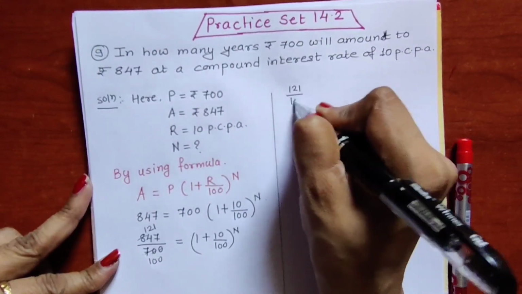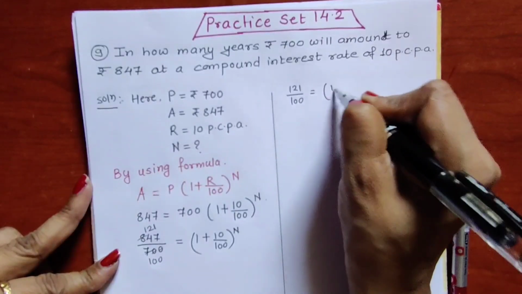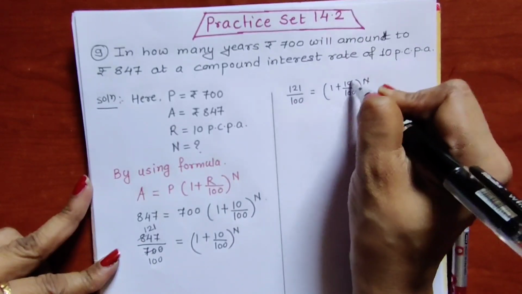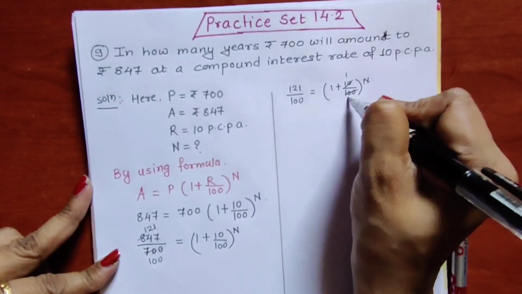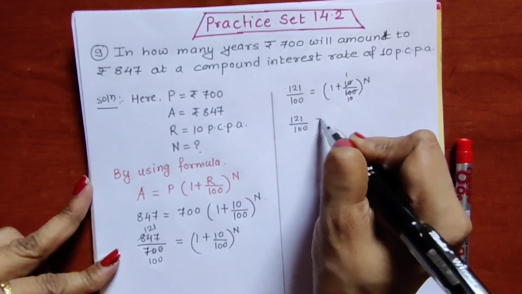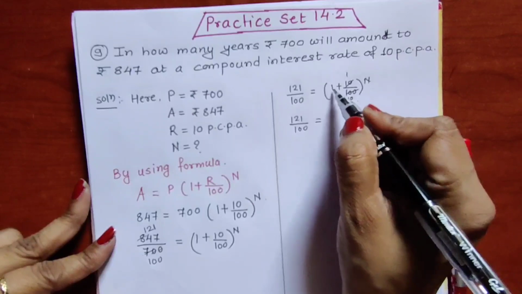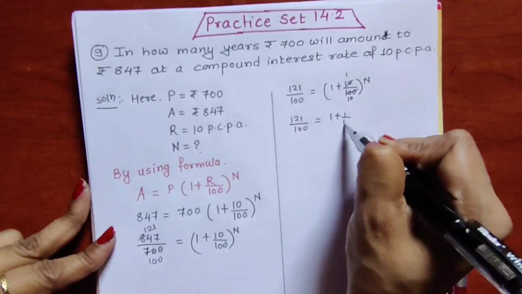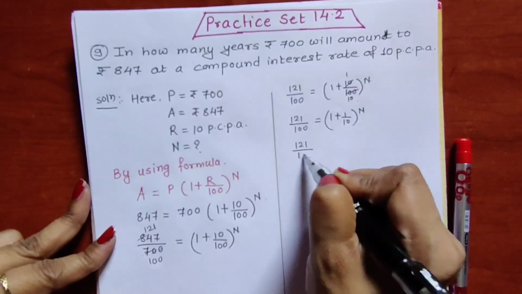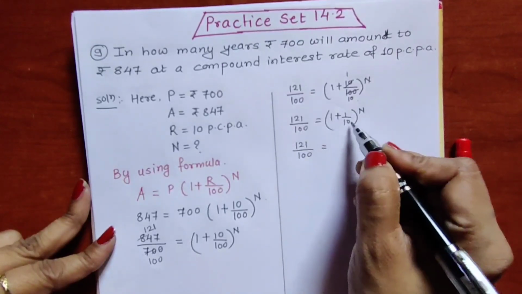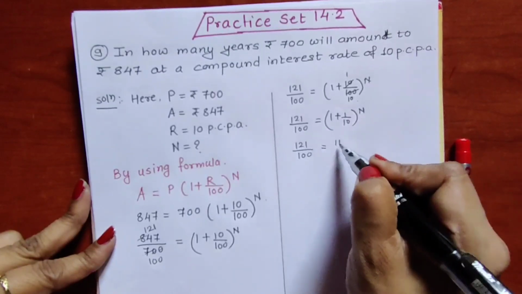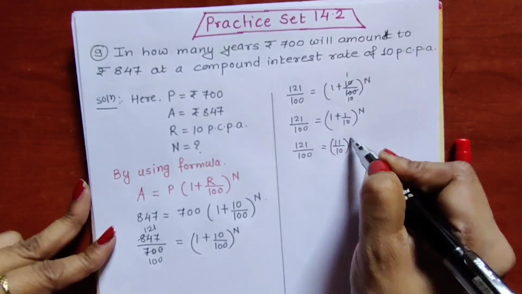121 upon 100 is equal to 1 plus 10 upon 100 raised to n. This can be cancelled. 10 ones are 10, 10 tens are 100. So 121 upon 100 is equal to 1 plus 1 upon 10 raised to n. 121 upon 100 is equal to, we cross multiply this, 10 ones are 10, 1 ones are 1, 10 plus 1 is 11, 11 upon 10 raised to n.